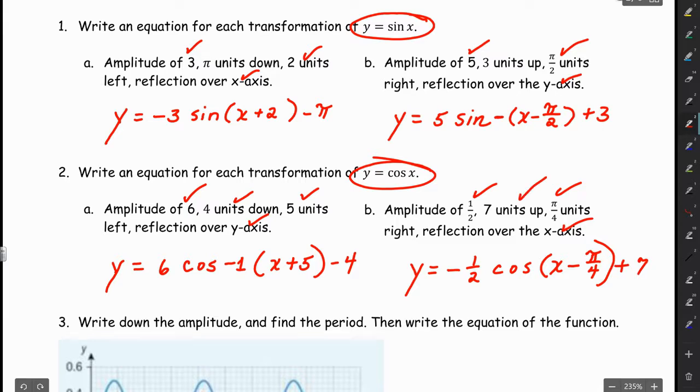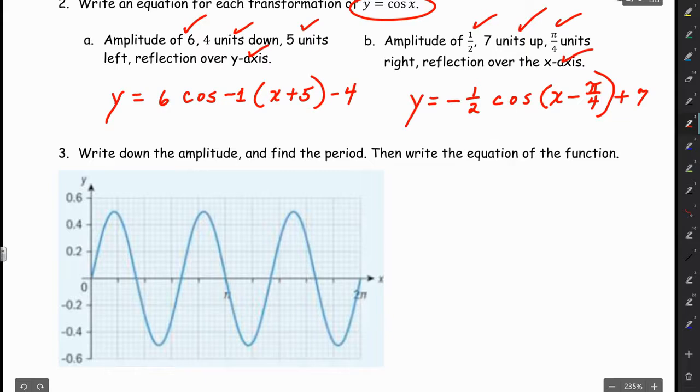All right, hopefully you're starting to feel pretty good about that. We're going to look at a graph now, write down the amplitude and find the period, and then write the equation of the function. So the amplitude is the distance from the center. So from here to here, it's 0.5. Right here, we're landing at 0.5. So the amplitude's easy. The amplitude is equal to 0.5. I'll just make a note that that's the distance from the center.